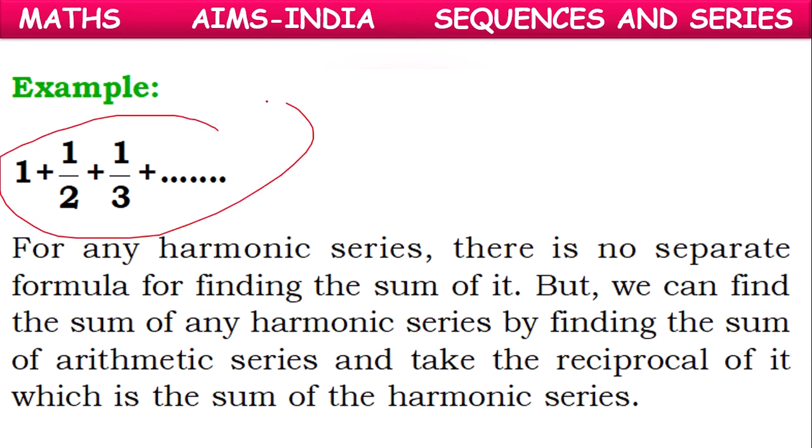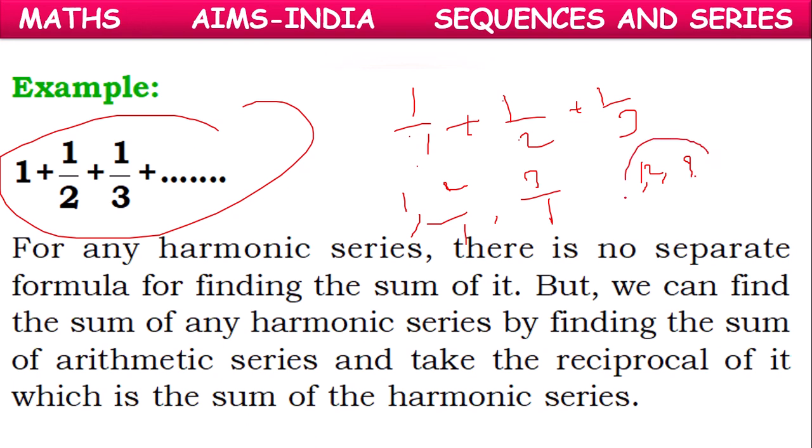Like this example: 1 by 1, plus 1 by 2, plus 1 by 3. If you take the reciprocals, the reciprocal of 1 by 1 is 1, of 1 by 2 is 2, of 1 by 3 is 3, which is nothing but 1, 2, 3, an example of an arithmetic series, where each term is obtained by adding 1 to the previous term.